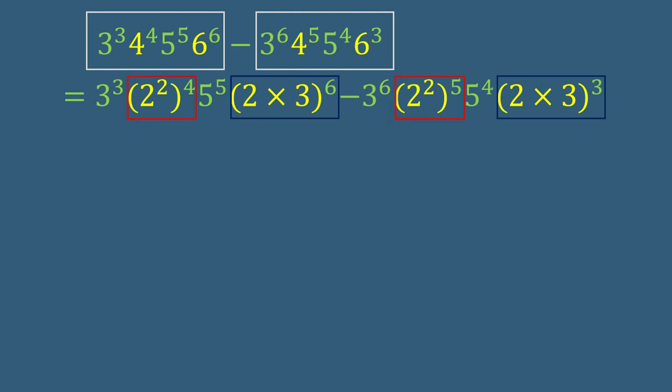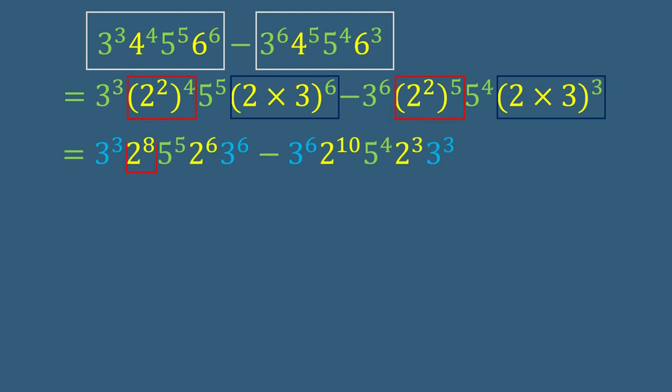Here in the first term, 2 to the power 2 as a whole to the power 4 is written as 2 to the power 8 and 2 times 3 as a whole to the power 6 is written as 2 to the power 6 and 3 to the power 6. And in the second term, 2 to the power 2 as a whole to the power 5 is written as 2 to the power 10 and 2 times 3 as a whole to the power 3 is written as 2 to the power 3 times 3 to the power 3.